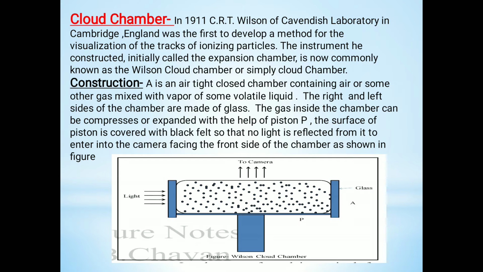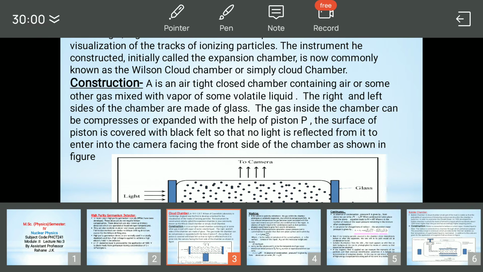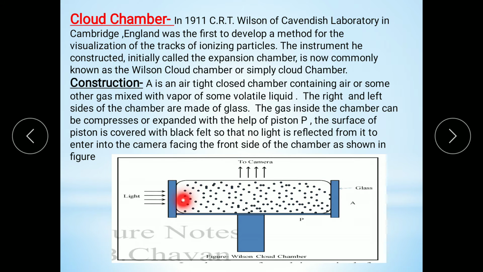The construction: A is an airtight closed chamber containing air or some other gas mixed with the vapor of some volatile liquid. Now what is a volatile liquid? A volatile liquid is a liquid which can easily evaporate even at normal temperature. Means in that A, gas plus air and some vapor of volatile liquid are placed.